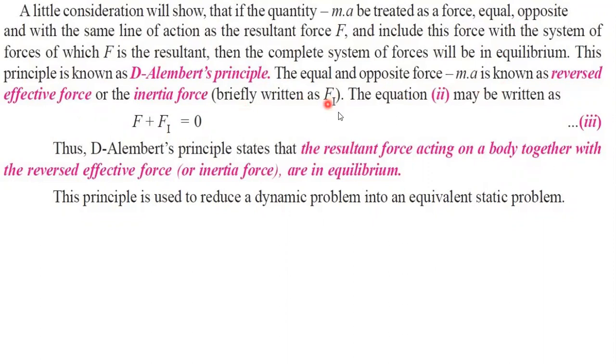So we can write the entire equation by replacing this minus ma with Fi. I represents the inertia force and F is the force. So F plus Fi is equal to 0. This is the third equation. So this is the basic concept.